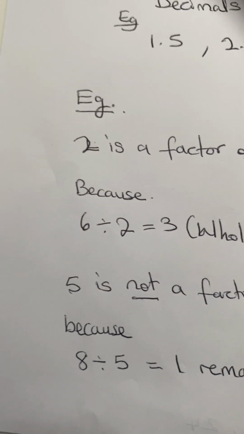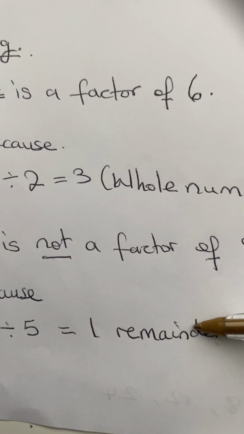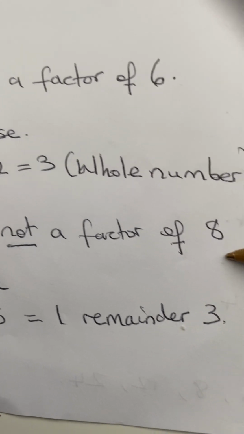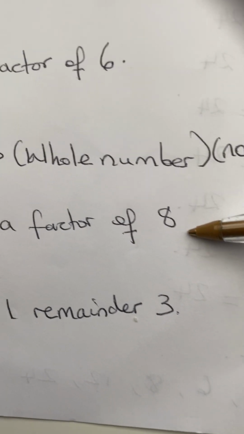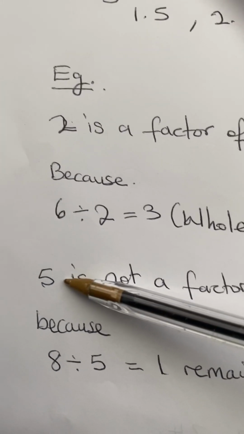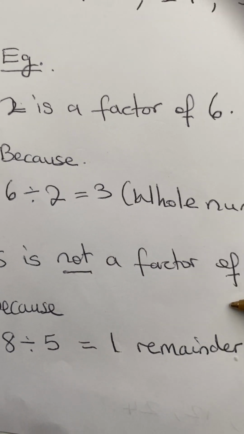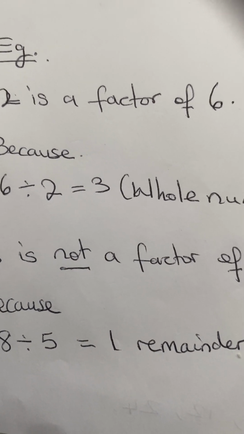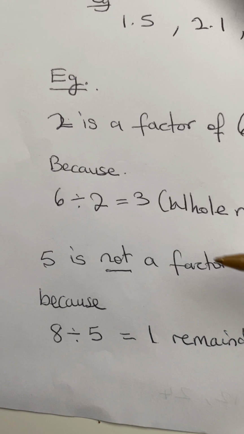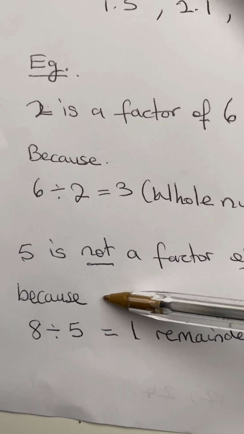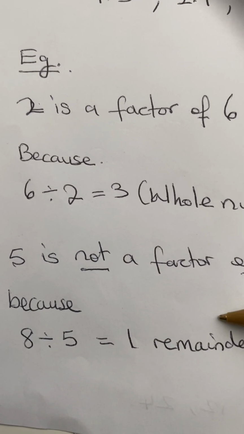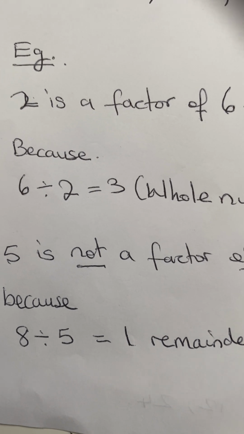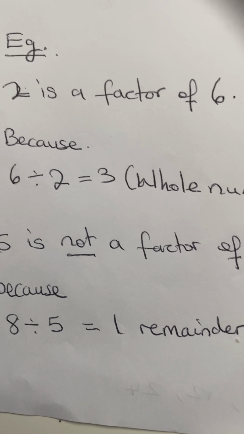Okay, so 5 can never be a multiple of 8, but 5 can be a factor of 10, because if you divide 10 by 5, you are going to get a whole number of 2.